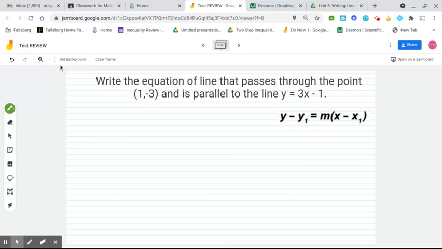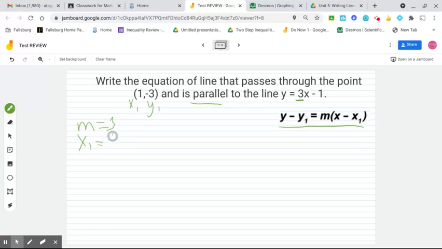Next, write the equation of the line that passes through the point 1, negative 3, and is parallel to the line y equals 3x minus 1. So remember, if it's parallel, that means they're going to have the same slope. So we're going to use the same formula here. Our point is x1, y1, and the slope is going to be the same. So if we're looking at our line, we have y equals 3x minus 1. Our slope is 3. So when it's parallel, we have a slope that's the same.